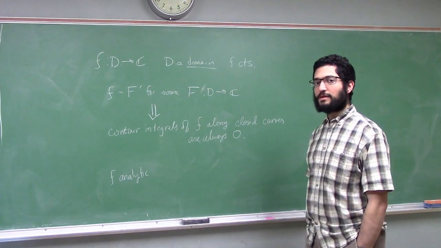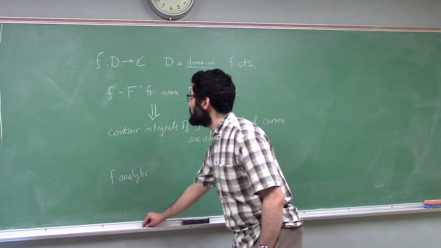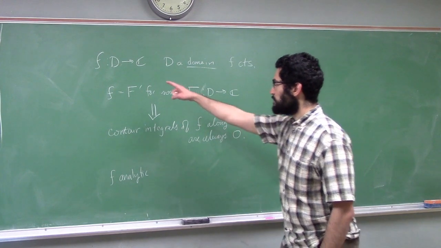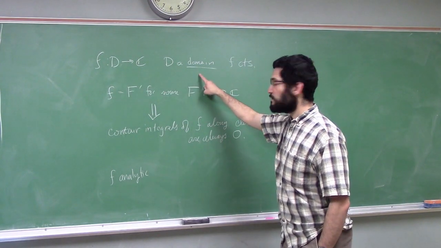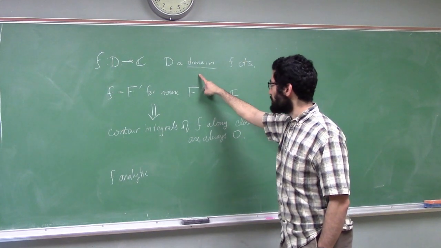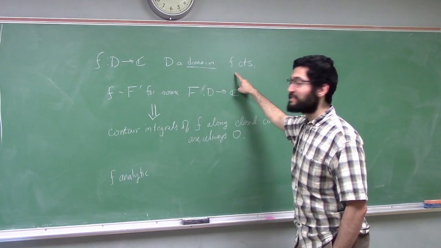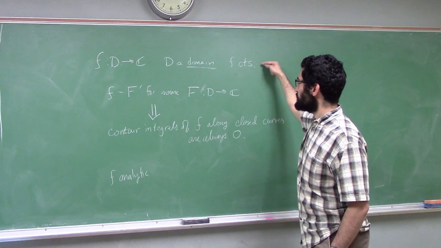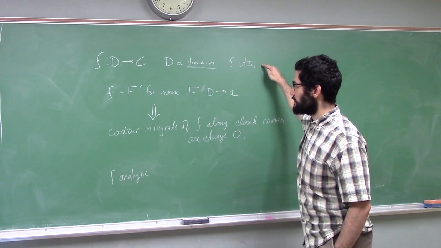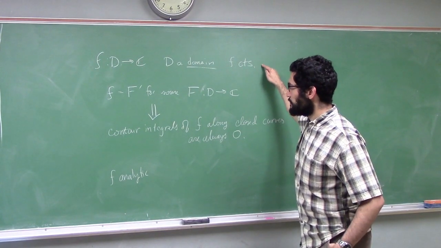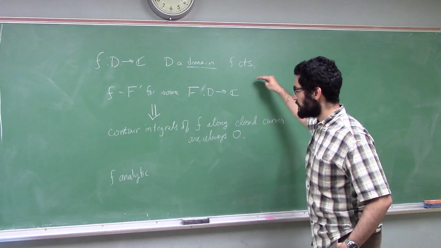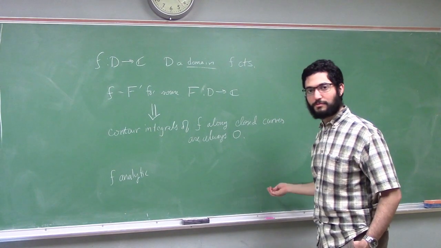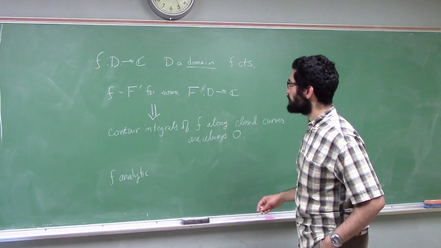Let's review what we've done so far. So assume that f maps D to C. D is a domain, meaning it's open, non-empty, and path-connected, and f is continuous. So this is a small set of assumptions that makes it easier to describe what we've proven so far.